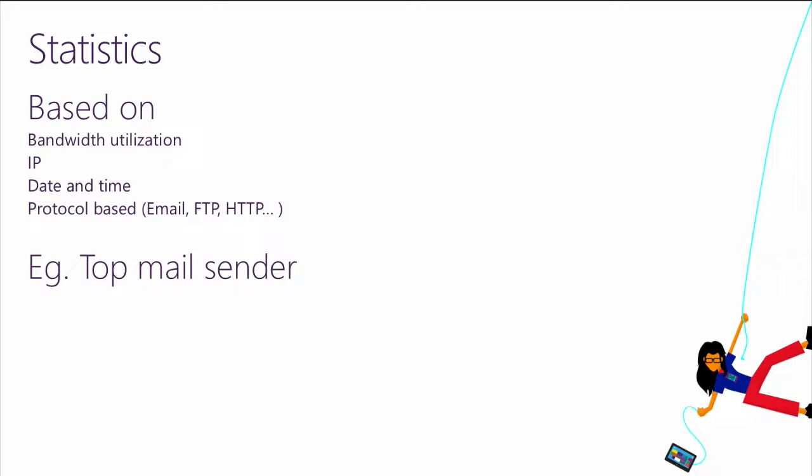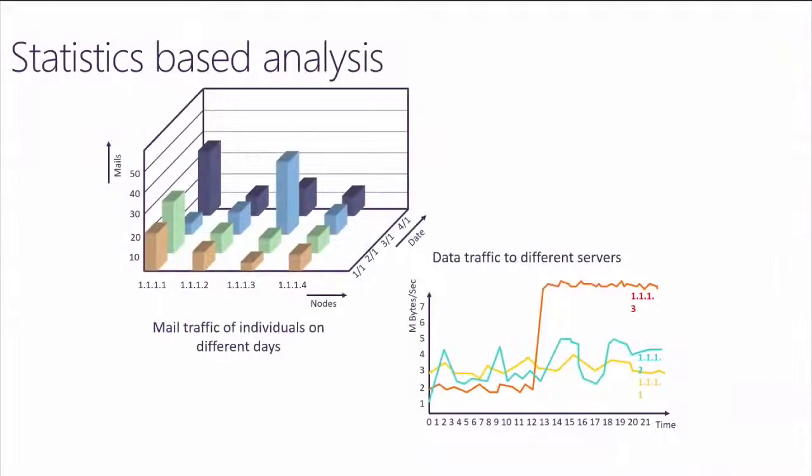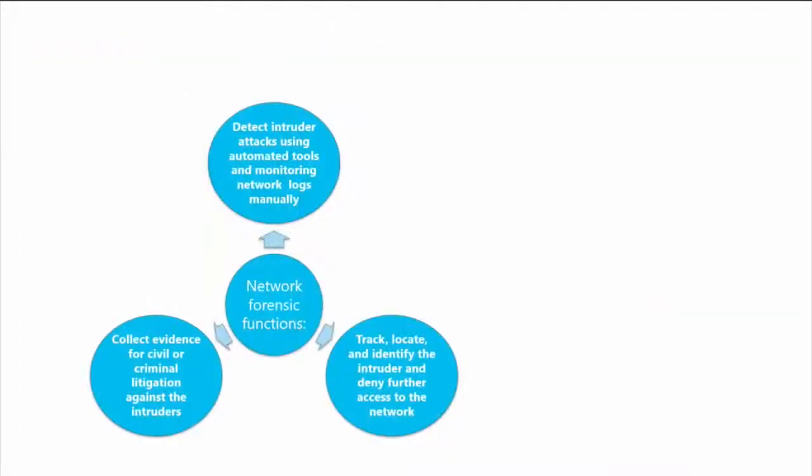The statistics could be on bandwidth utilization and protocol. You can see the top email sender, especially these days, if you're using Office 365 from the admin panel, or if you have Exchange, you can see all this as well. You can get beautiful statistics, but to be honest, I'm not here to talk about statistics. We are here to talk about network forensics, and network forensics has three important stuff, as I said.